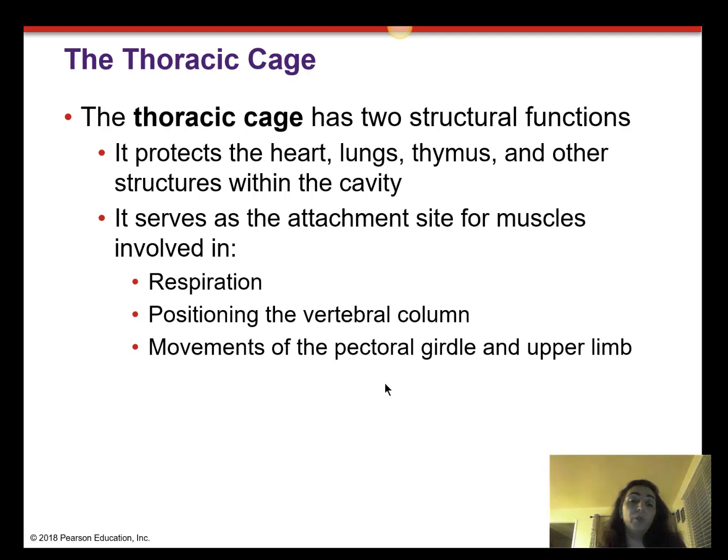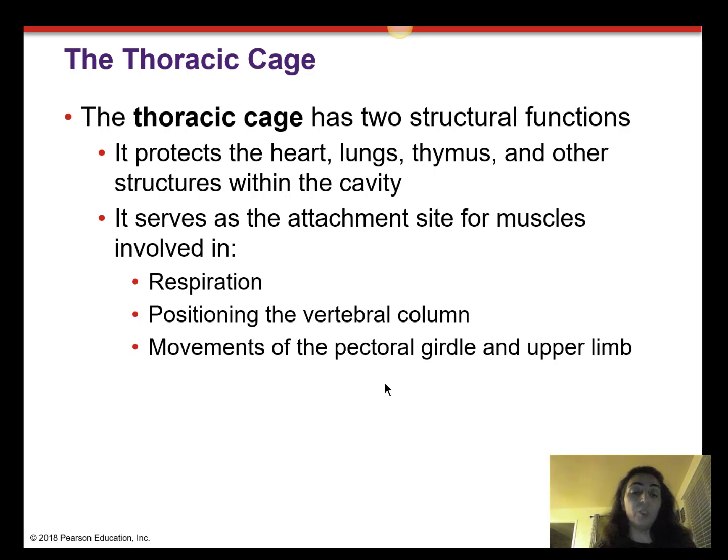First, it protects the heart, lung, thymus, and all other structures that are inside of the thoracic cavity. And it serves as the attachment site for muscles. Those muscles are involved in respiration. When they contract, they can make the thoracic cavity bigger, therefore the air can get inside.